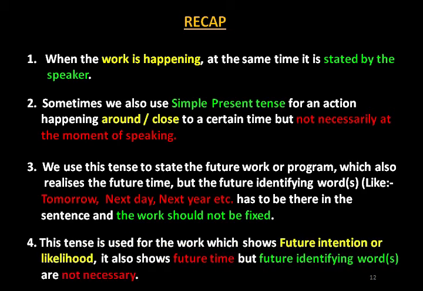Okay, now number 4, this tense is used for the work which shows future intention or likelihood. It also shows future time, but the future identifying words are not necessary. And one more important thing, in this condition the plan is not fixed for any action. That means it is not pre-planned. If it is pre-planned and the adverb of time is not there, then we will use future tense. And if it is pre-planned and an adverb of time like next year, tomorrow is there, then we will use simple present tense. I hope all the four conditions are very much clear to you.